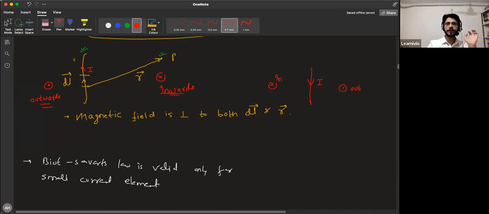So this is how we decide the direction of the magnetic field using the right hand thumb rule. There are several ways of using the right hand thumb rule, but the easiest is this.